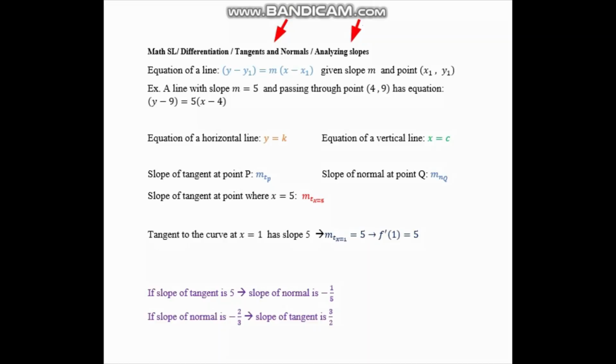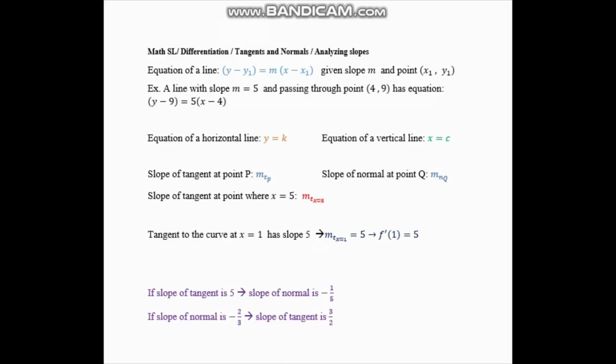First of all, if I'm given a slope m and the point x1, y1, this is what the formula of the equation of a line looks like. So an example of that is that if a line has slope 5 and passes through point 4, 9, then the equation shall be y minus 9, the y coordinate, equals 5, which is the slope, times x minus 4, which is the x coordinate of the point. So take a minute to look at this again, and you should write the equation in blue down because we shall use it extensively in these videos.